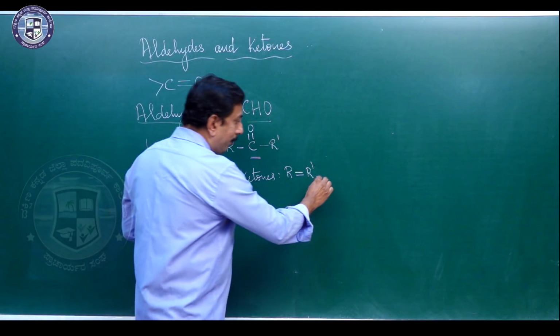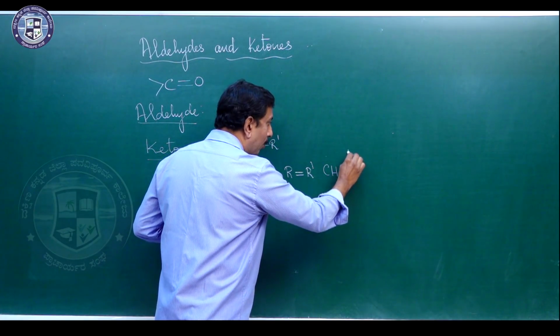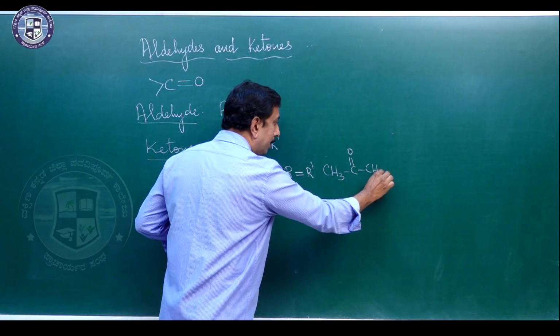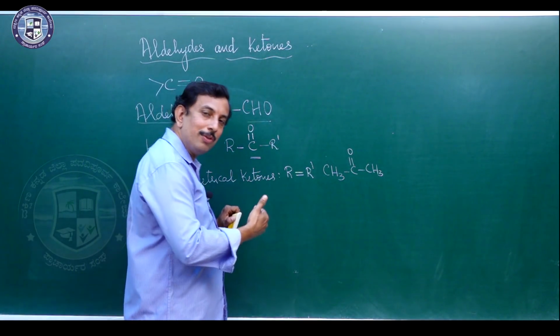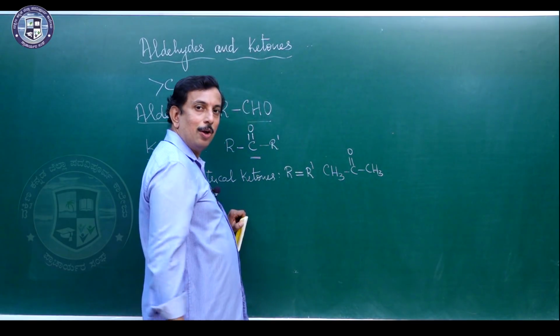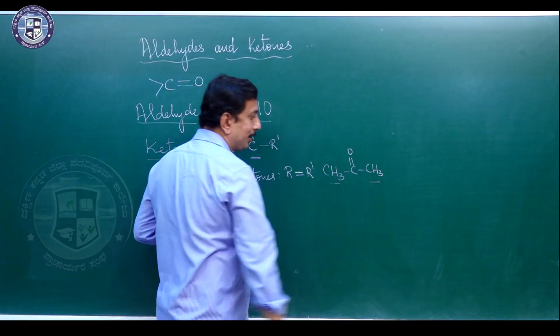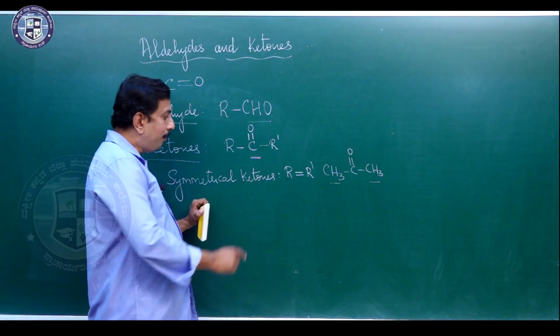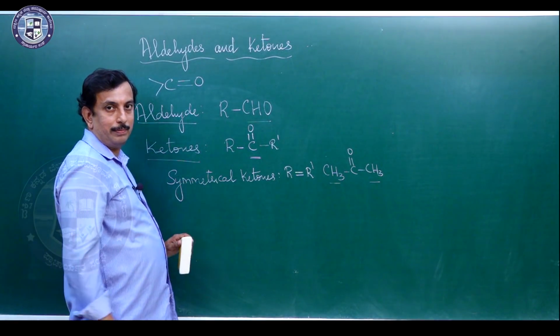If I want to consider one simple example, I can take that of CH3COCH3. This is called a simple ketone. The nomenclature of this ketone we will discuss later. In this ketone we can see the 2 R groups, R and R', are CH3 and CH3. Therefore, it is called a simple ketone or also called a symmetrical ketone.